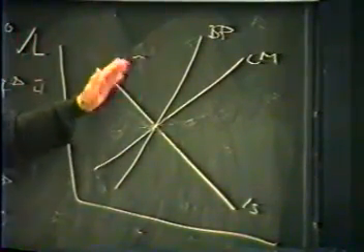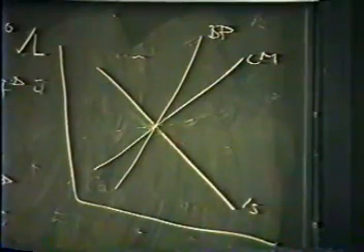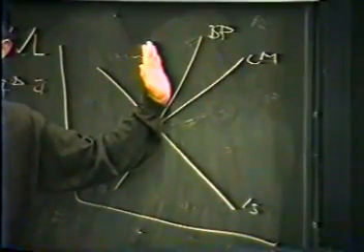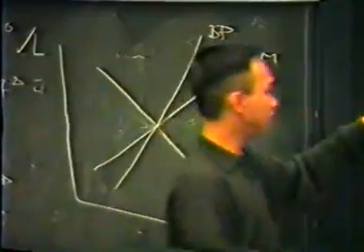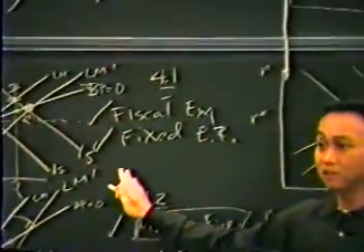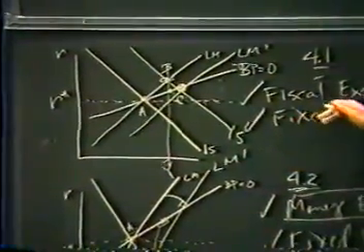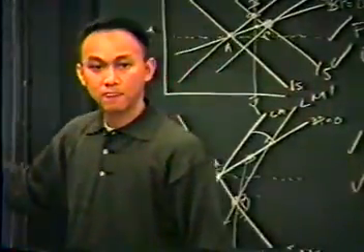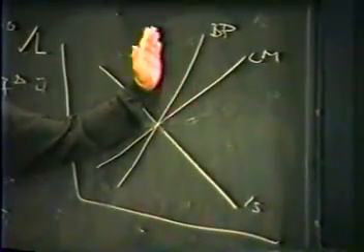And the flatness or the steepness of the BP curve depends on what? Exactly, the capital mobility. The more immobile capital is, the steeper the BP curve is. The more mobile you are, the flatter the BP curve is. So implicitly, we've been applying a large open economy, but with relatively mobile capital. Relatively, because it's relatively flat. Not perfectly flat, but more or less flat.